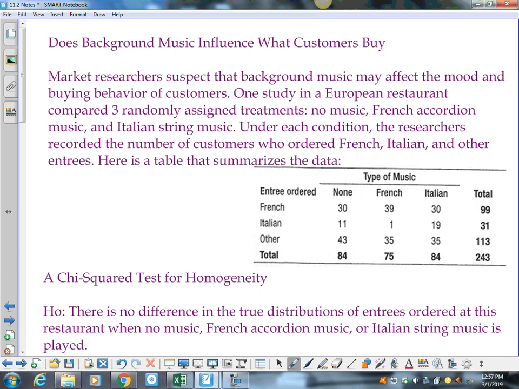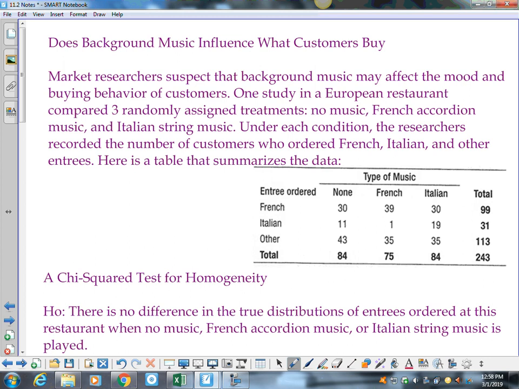Does background music influence what customers buy? Market researchers suspect that background music may affect the mood and the buying behavior of customers. One study in a European restaurant compared 3 randomly assigned treatments: no music, French accordion music, and Italian string music. Under each condition, the researchers recorded the number of customers who ordered French, Italian, and other entrees. Here's a table that summarized the data.